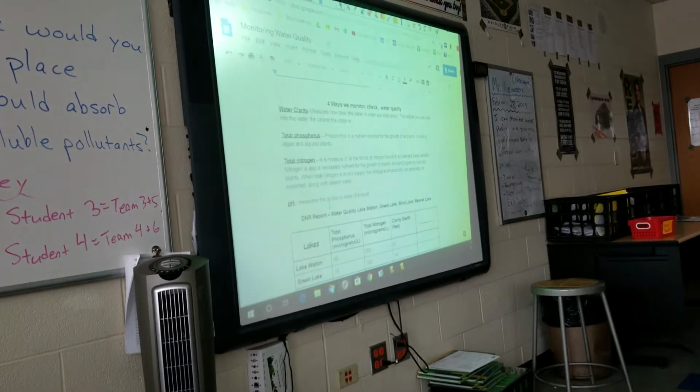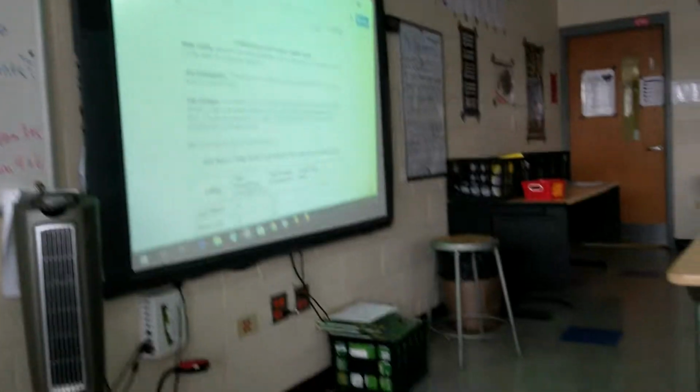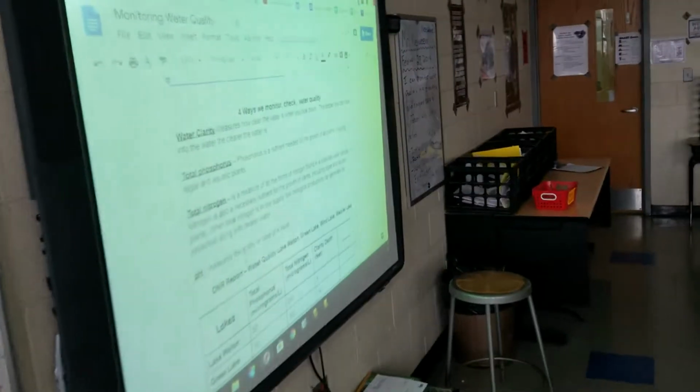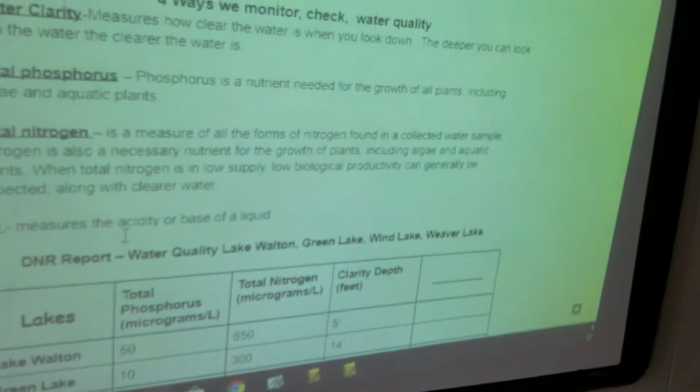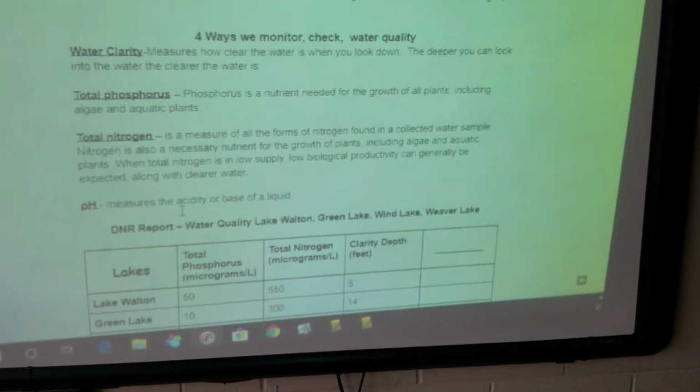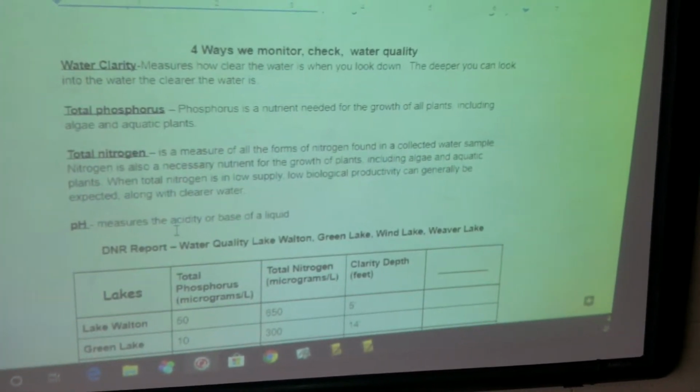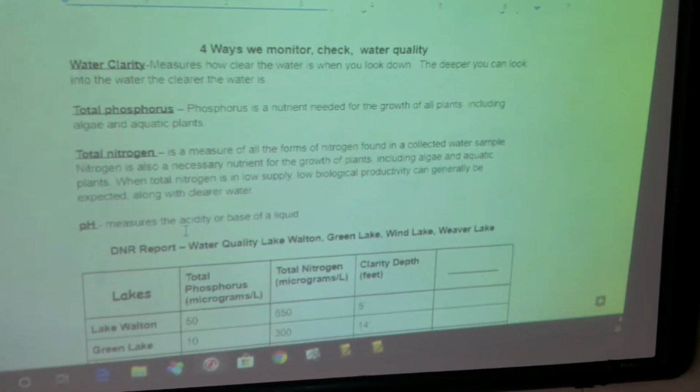So be aware of the 4 ways we monitor or check water quality. That question will also be on the test. It's a little bit different than the review. This also helps me to make sure that our review is going in the proper direction, in the movie theater style, like you're seeing it right now. So, 4 ways we monitor, check water quality.